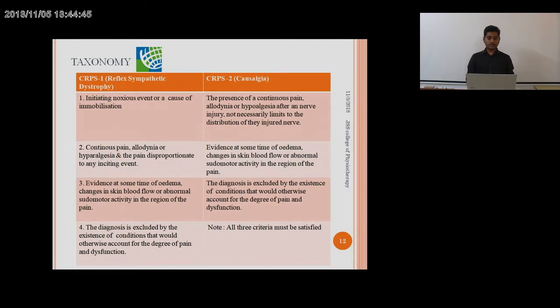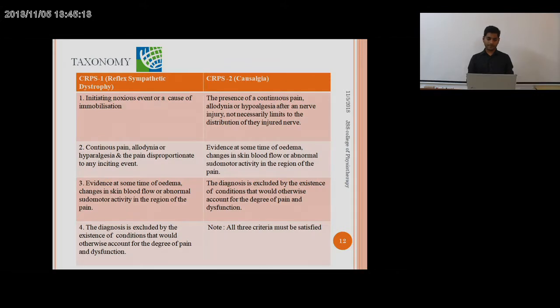The diagnosis is excluded by the existence of conditions that would otherwise account for the degree of pain and dysfunction. The fourth one is very important because there are a few conditions which are going to mimic CRPS, for example, fibromyalgia and other sympathetic conditions, which show similar characteristics of CRPS. So if there is any condition which was not diagnosed apart from CRPS, people will commonly take the condition as CRPS and think it is neuropathic pain. So all differential diagnoses have to be made.